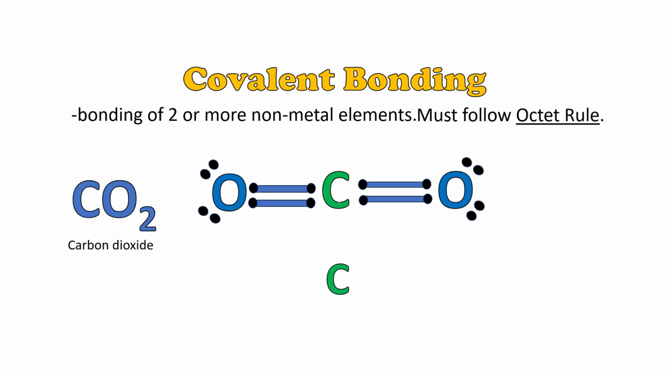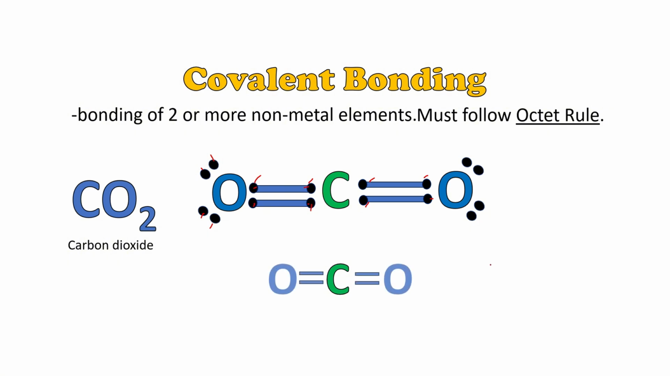Carbon now has eight valence electrons. One, two, three, four, five, six, seven, eight. So carbon is now stable. Oxygen also has eight. One, two, three, four, five, six, seven, eight, and the same as the other oxygen. So all of the atoms are now stable, and we call this CO2, carbon dioxide.